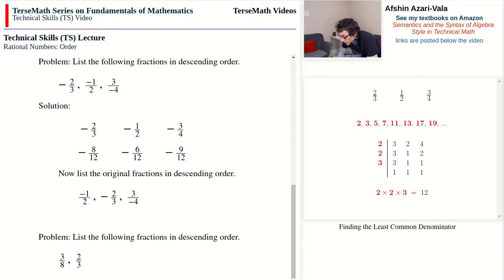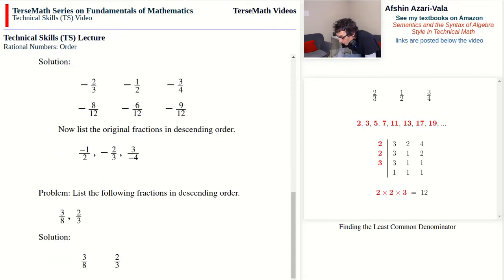Okay, the next problem. Now here we have 3/8 and 2/3. And for the least common denominator for this problem, this is what I was talking about. In case your denominators have nothing in common, like 8 and 3: 2 goes into 8 but not into 3, 4 goes into 8 but it doesn't go into 3, and 8 goes into 8 but it doesn't go into 3. And as far as 3 goes, only 3 goes into 3, and 3 doesn't go into 8. So there are no factors that are common to 8 and 3.